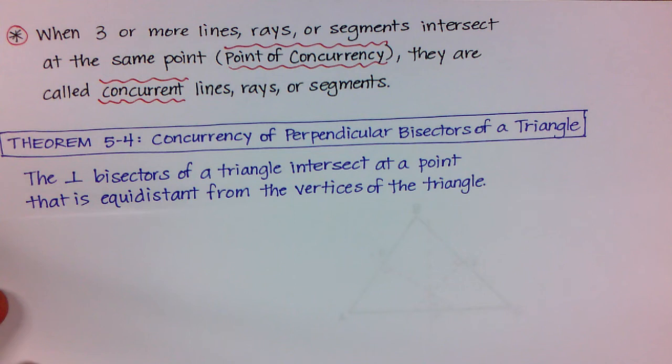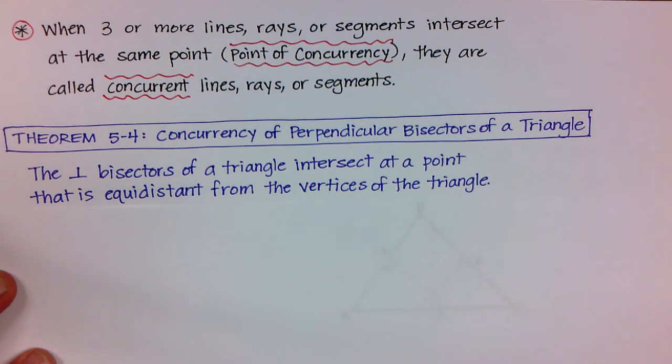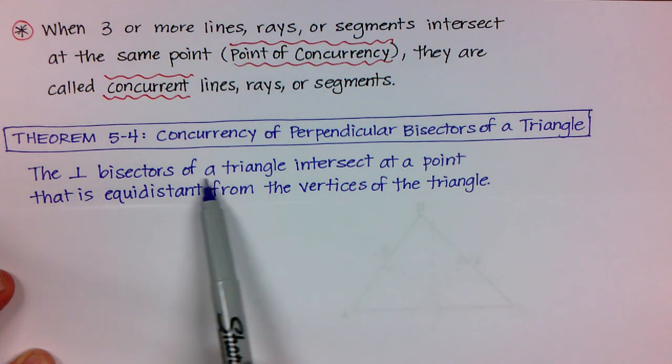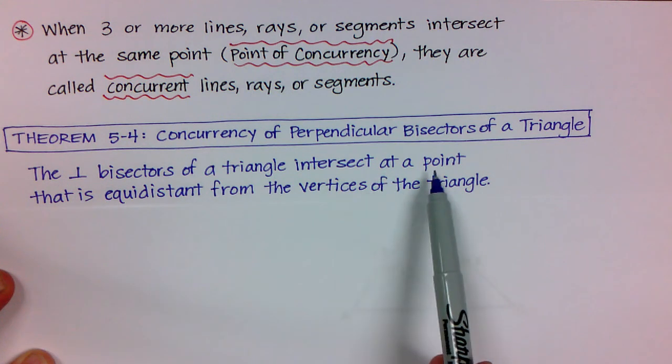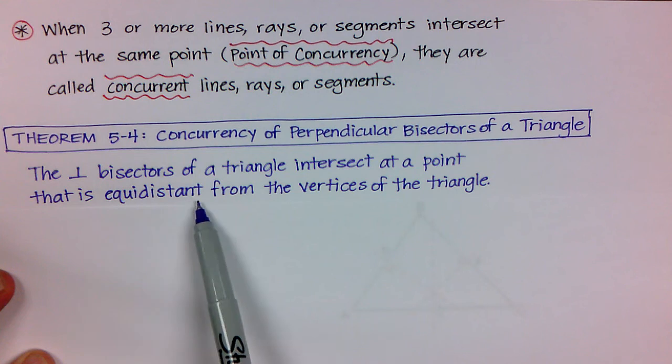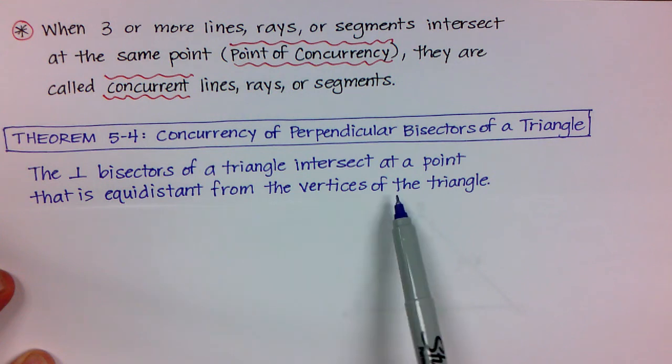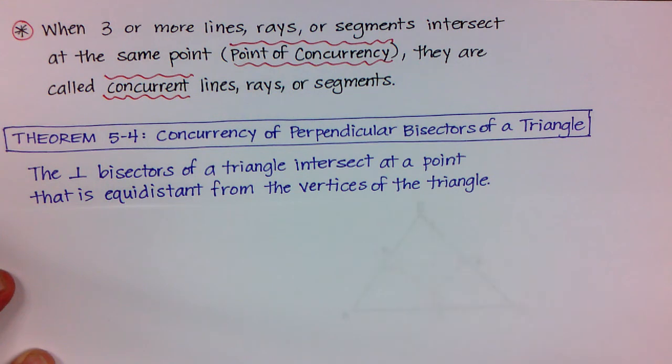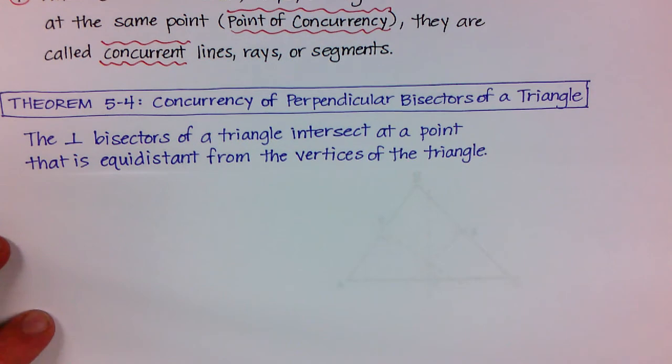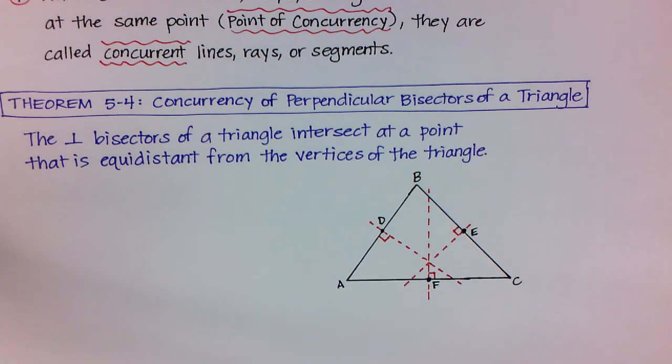It's Theorem 5-4, and it's called the concurrency of perpendicular bisectors of a triangle. Okay, so we're going to find three different perpendicular bisectors in a triangle. And it says, the perpendicular bisectors of a triangle intersect at a point that is equidistant from the vertices of the triangle. That's pretty cool. Okay, so let me show you a diagram right here.